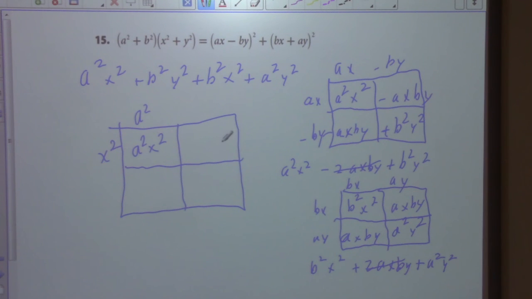And then you continue to the right, we're going to get b squared x squared over here. And so what do you multiply by x squared to get b squared x squared? You get b squared over here, right? And then over here we put what's left, we put y squared. So here we get a squared y squared, and over here we get b squared y squared.